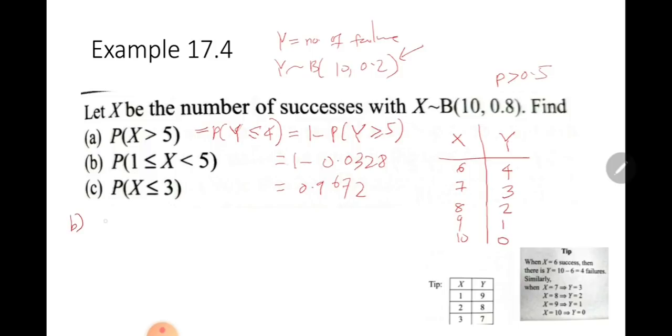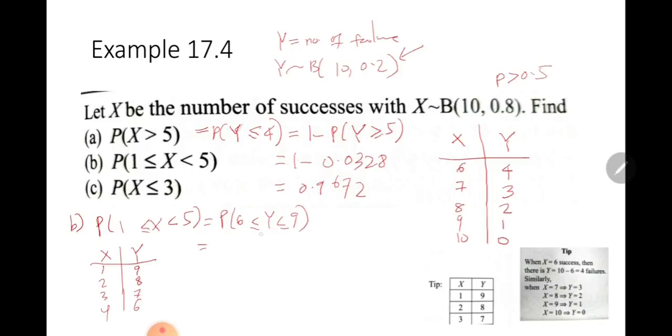Okay, so you have P(X) between 1 and 5. So between 1 and 5, you have x as 1, 2, 3, 4 only, because 4, 5 is not included. So 1 success will be equivalent to 9 failures, 8 failures, 7 failures, 6 failures. So now what you're looking at is actually the failure which is between 6 to 9. So Y will be between 6 and 9.